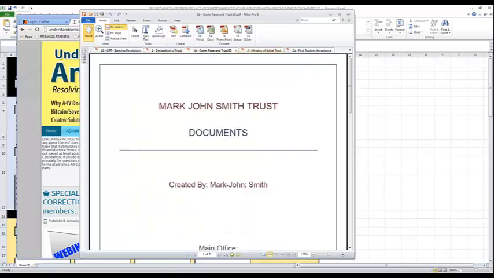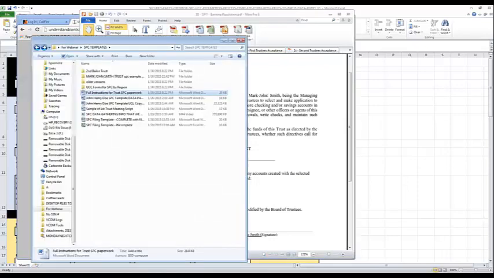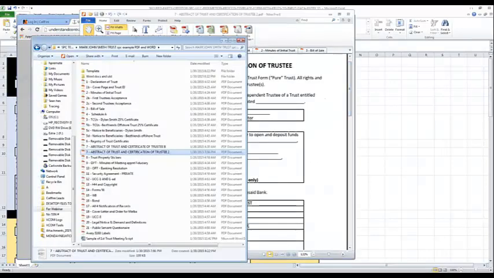Where did it go? I lost it. Well, you guys know what I'm talking about. Where is it? The abstract of trust. This one, okay? These all have to be filled in and signed and so forth. It's obviously not filled in yet. What else we got? The security agreement.